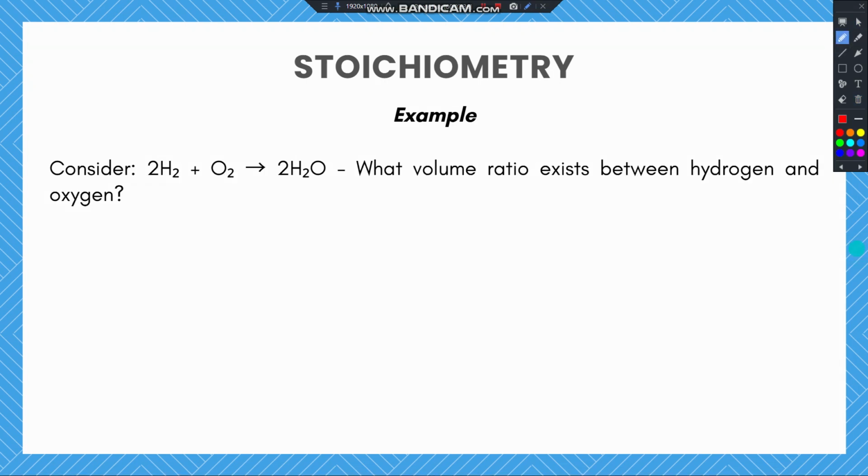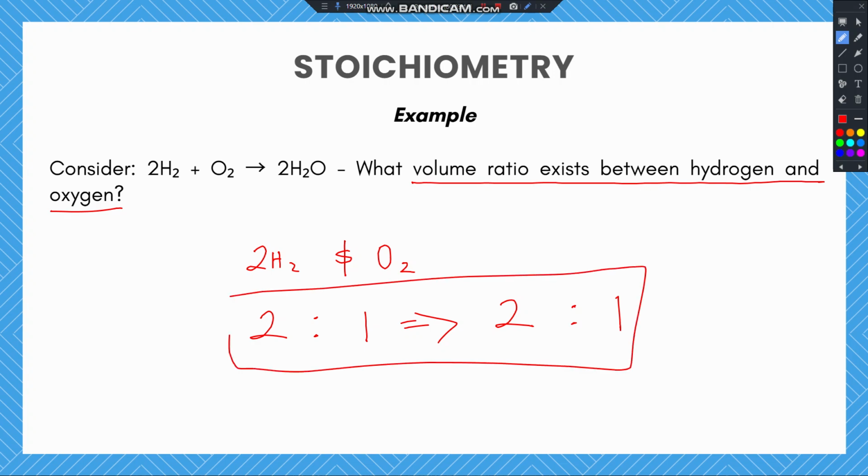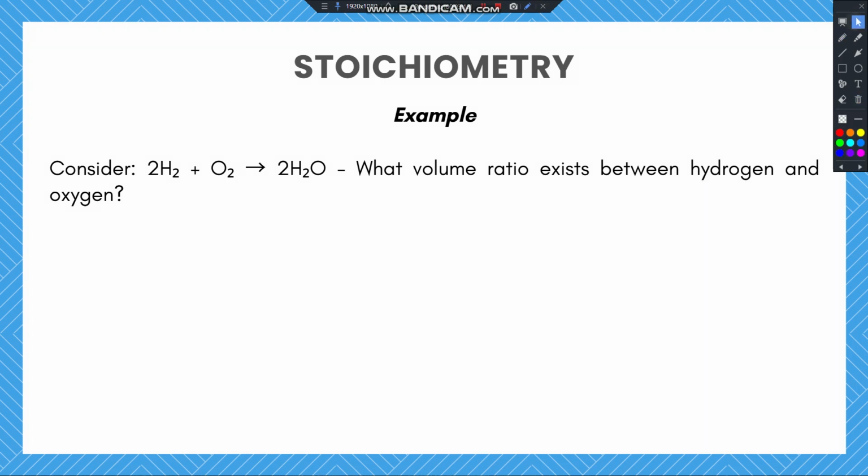So here is one example on the screen. Consider this equation. What volume ratio exists between hydrogen and oxygen? Well, it's simple. Let's pick out hydrogen and oxygen first. We have 2H2 and we also have O2, which is oxygen. The volume ratio that exists between these two is we have the coefficient 2 and we have 1. So the volume ratio becomes 2 ratio 1. The mole ratio is actually the same as the volume ratio. So the volume ratio is simply the mole ratio in the gaseous state of matter.